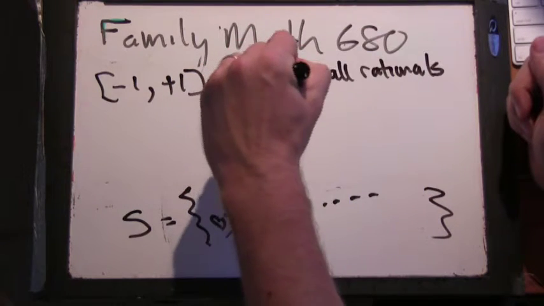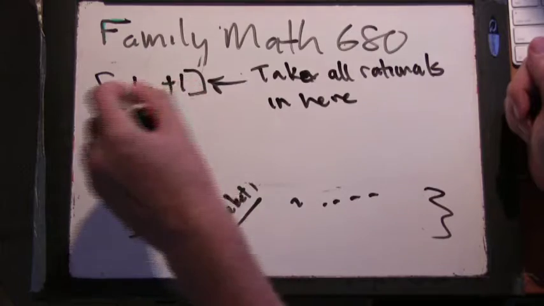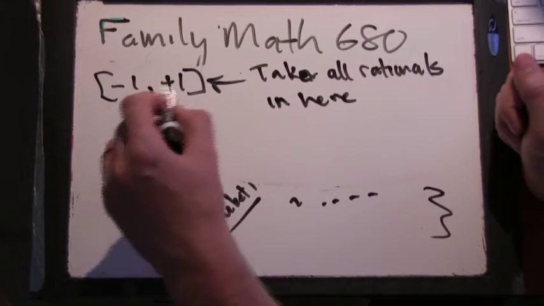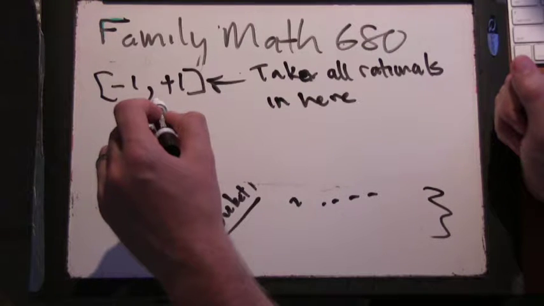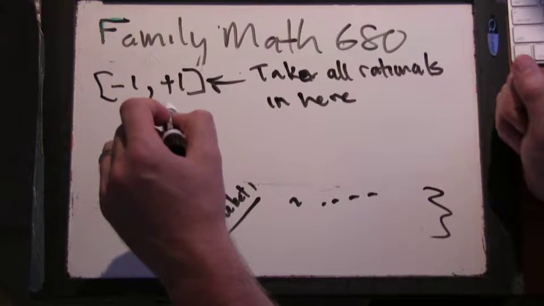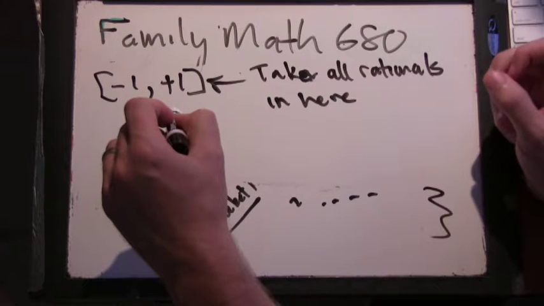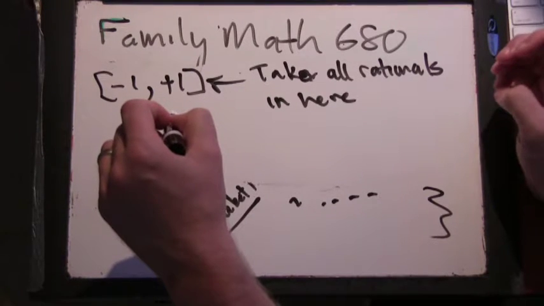Alright. So you take all rationals in this set here. And there's only countably many rational numbers in that set because there's only countably many rational numbers. Do you remember how you prove that? Countably many rational numbers? Do you remember how you can prove you can count the rational numbers?